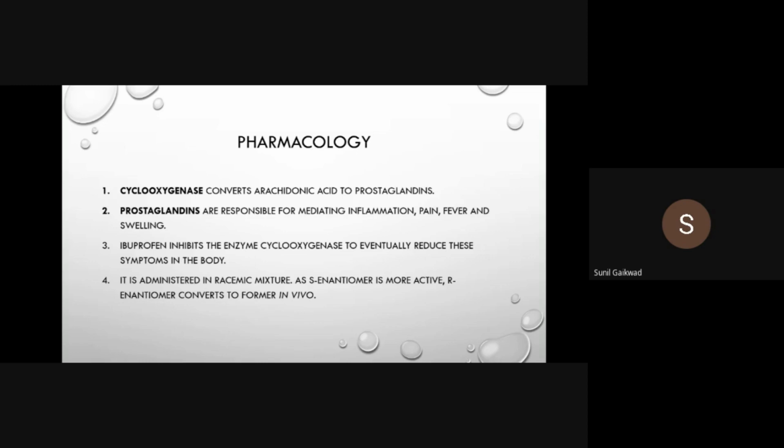So if you want to curb or cure these symptoms, what we should do is first inhibit the prostaglandins in the body. So what ibuprofen does, it inhibits the enzyme cyclooxygenase because it is responsible for producing prostaglandins. So eventually, all these symptoms in the body are reduced as prostaglandins are reduced. Now, how is it administered? It is basically administered as a racemic mixture.